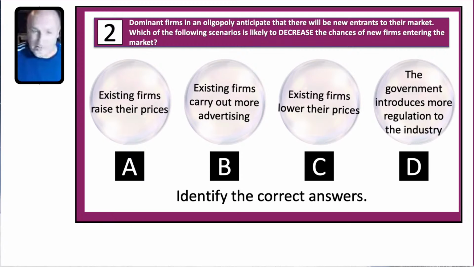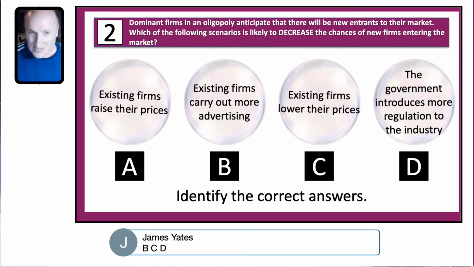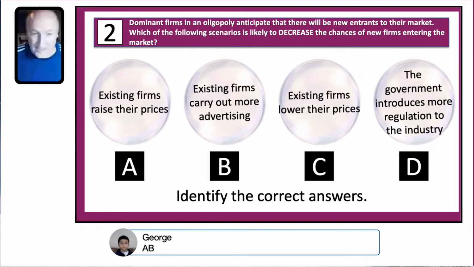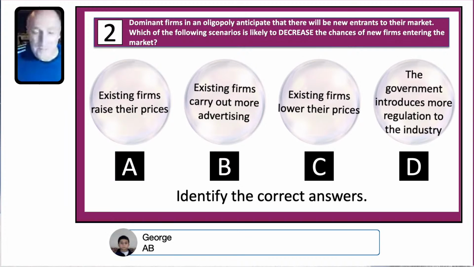What will reduce the chances of new firms entering the market? A, existing firms raise their prices. B, existing firms carry out more advertising. C, existing firms lower their prices. And D, the government introduces more regulation in the industry. So James thinks it's B, C, D. George, A and B. Just choose a few more coming through.